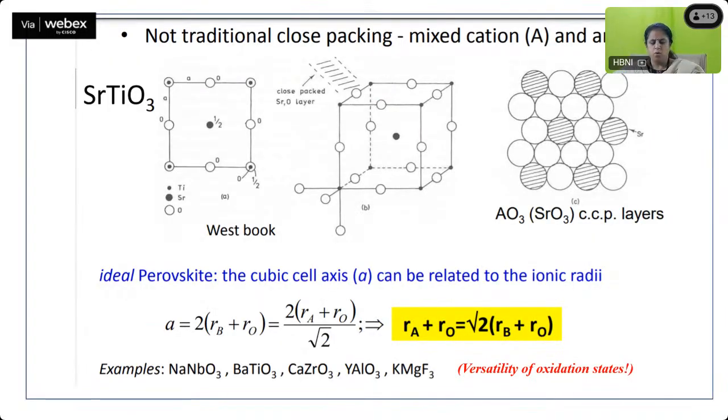Okay, now, all right, give me a minute. RB plus RO, and RB is here. This is equal to 2RB plus RO.